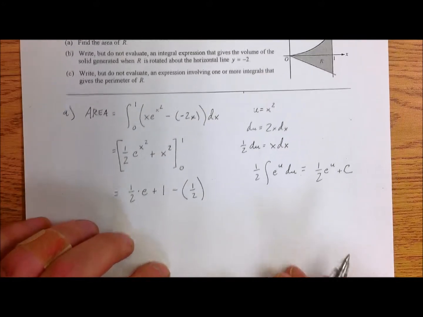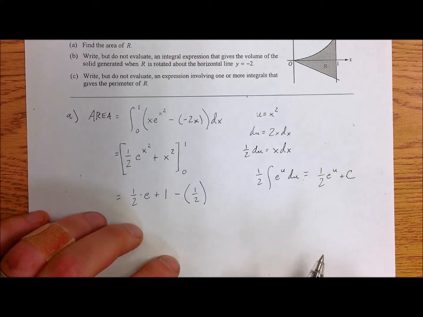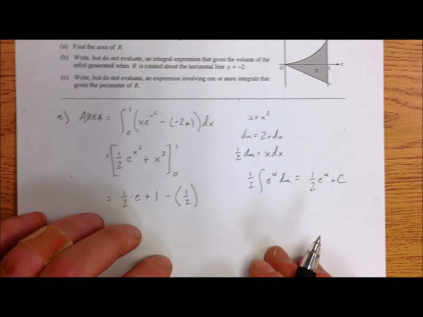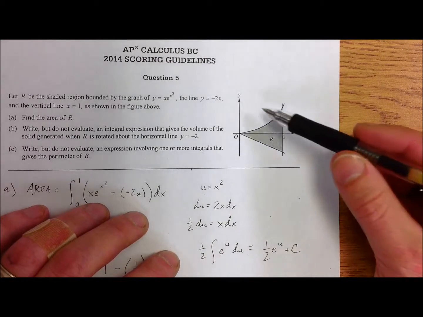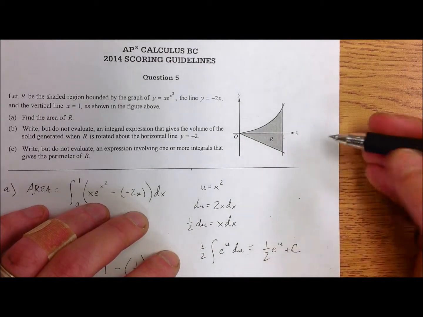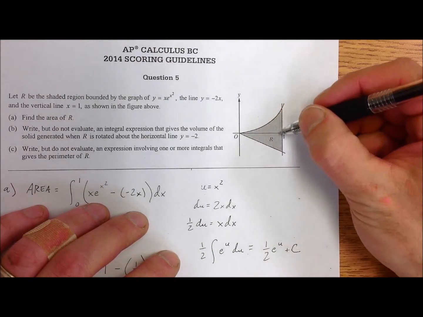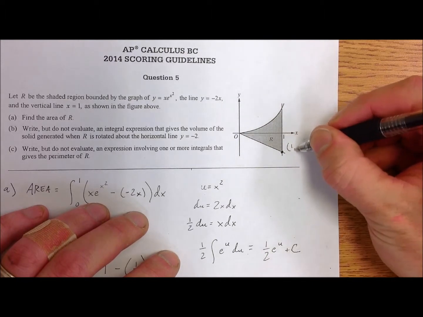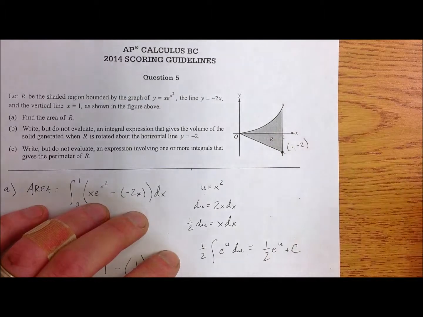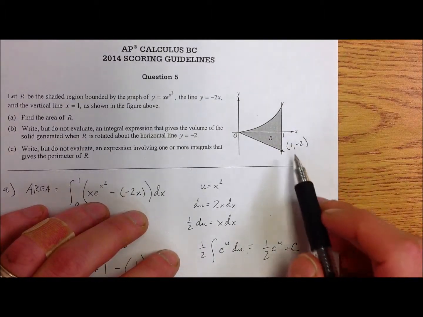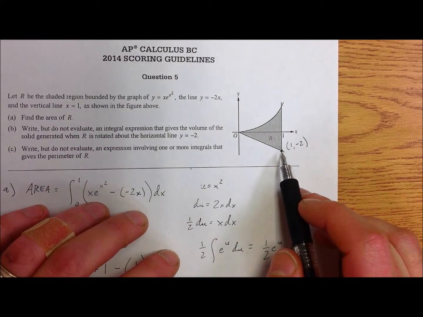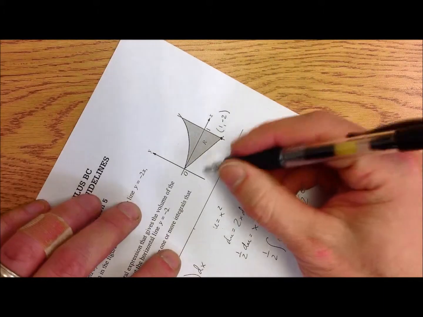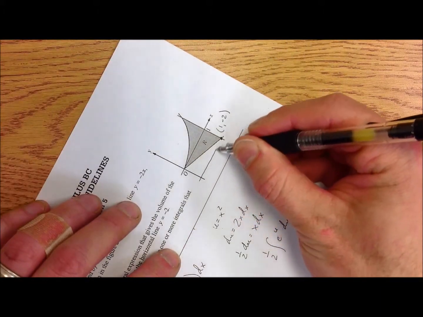For part B, write but do not evaluate an integral expression that gives the volume of the solid generated when R is rotated about the horizontal line y equals -2. I think it should be noted that the scale is a little strange on the picture. If you go 1 to the right, the slope is -2 on this line, so this is actually the point 1, -2, even though it doesn't look like it, but that's not any problem. So that means that y equals -2 is your line about which you're revolving the figure.